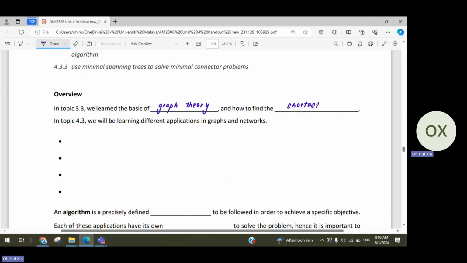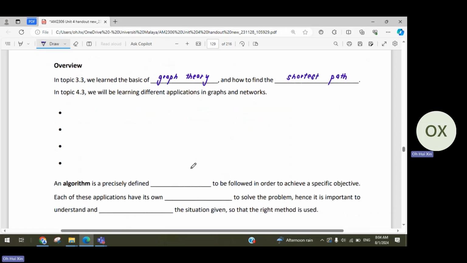In this topic, we are going to delve deeper into graph theory, but we will be focusing on 4 different types of application. The first one, which we cover in today's lesson, is minimum spanning tree. The second one, which we will talk about next week, is maximum flow. Basically, we will discuss one of the applications each week.